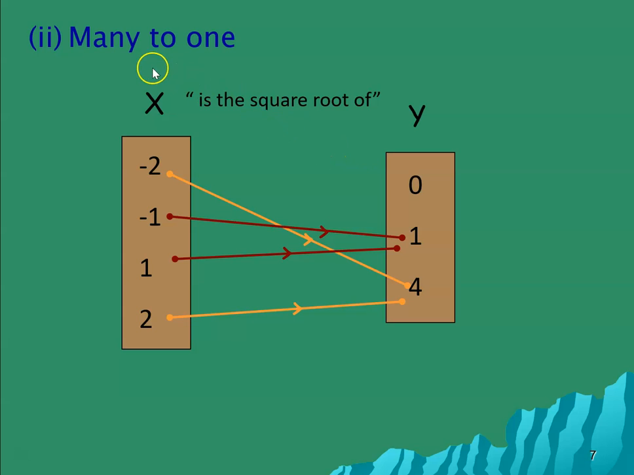The second one will be many to 1, banyak kepada 1. For example, X is the square root of Y. So you have over here negative 2 is a square root of 4, and also 2 is also a square root of 4 over here, right? So you have many to 1. And also negative 1 is a square root of 1, as well as 1 is also the square root of 1. So you have 2 to 1. This is what we call many to 1.